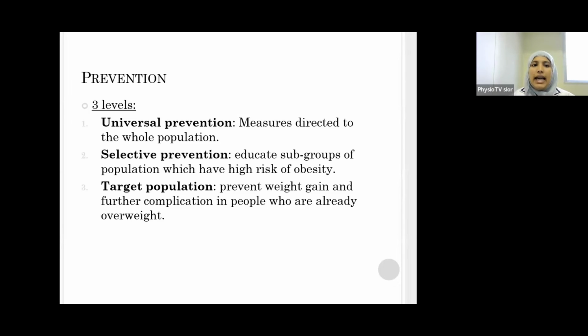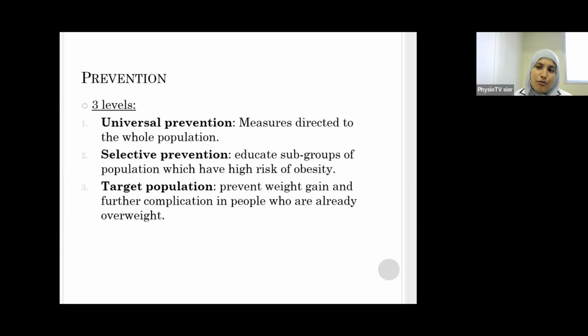Prevention can be done at 3 levels. As the elders have rightly said, prevention is better than cure. So prevention can be done at 3 levels, that is universal, selective, and target. Universal prevention is measures directed to the whole population, like I am going to target everyone equally, no one left out. Selective prevention is for the people who are at higher risk of obesity, maybe because they are already overweight, or they have a family history, or they have some endocrine issues.